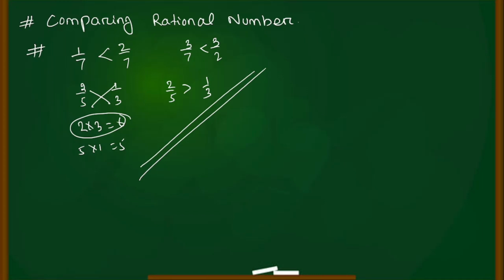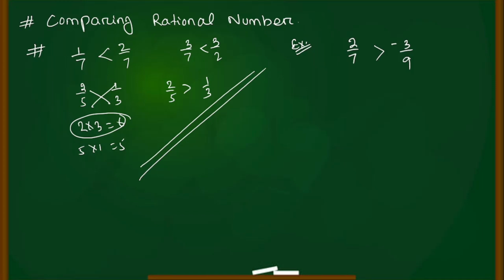How to compare the rational numbers? Simply plus and minus. Okay, suppose the first example is 2 by 7 and minus 3 by 9. Here the denominators are different, the numerators are different, but there are positive and negative signs. So there is no need to check the numerator and the denominator. Only check which one is positive and which one is negative. Here 2 by 7 is positive. Positive is always greater than negative, yes or no? This is one type.